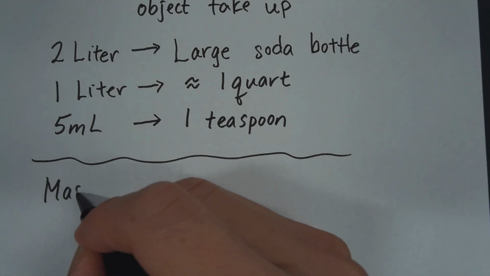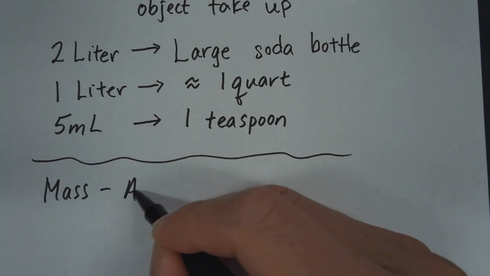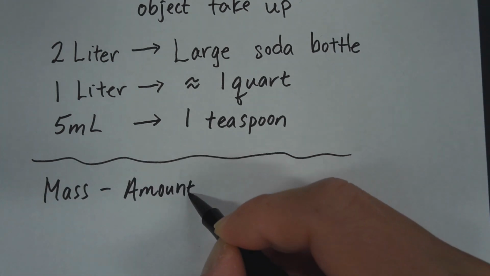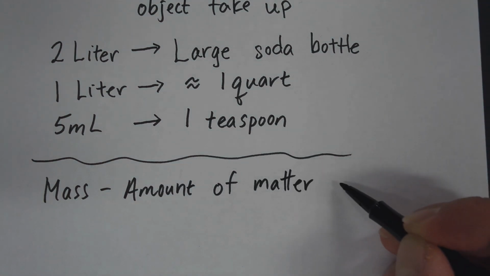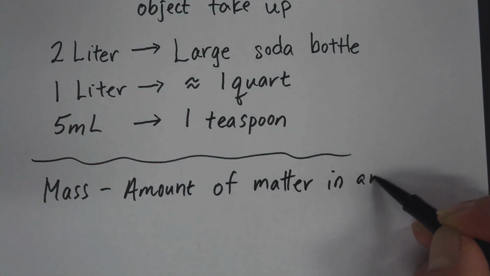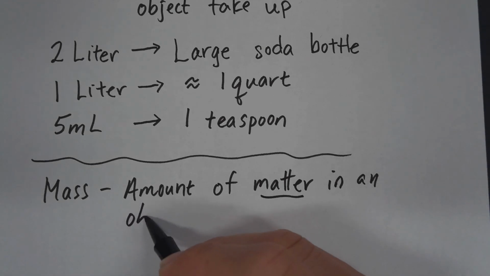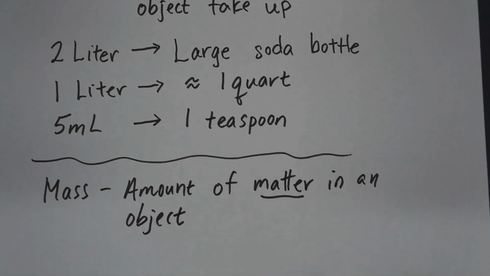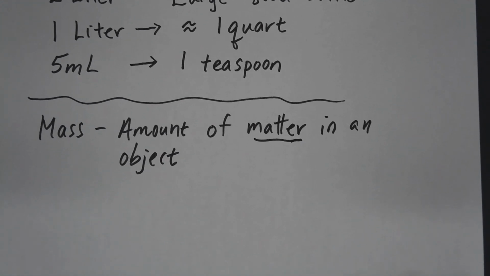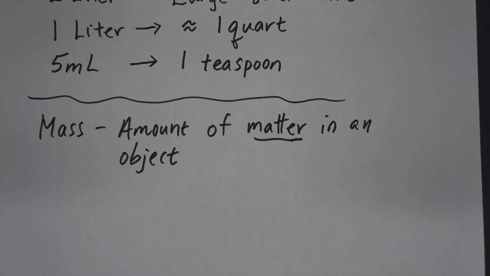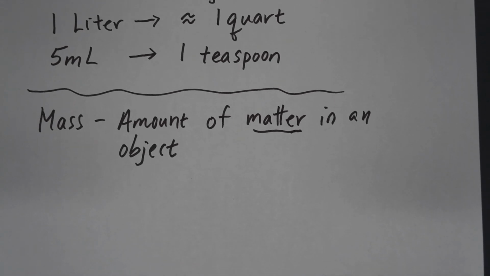Mass is the amount of matter in an object. So what we're saying here is it's the amount of stuff in an object. So the amount of atoms and molecules, and what type of atoms could affect that as well. But it's the amount of stuff, the amount of matter in an object.